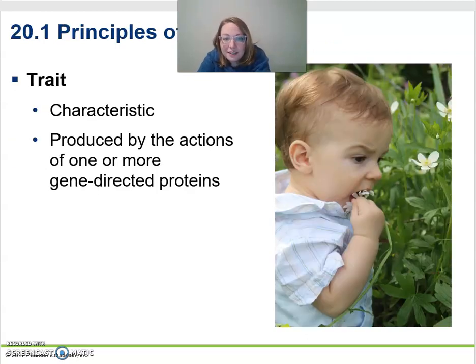So what is a trait? A trait is a characteristic. So this lovely child, this is my son about a year ago. So what traits does he have? His earlobes are unattached. He does not have a widow's peak. He's got dimples that you can't see. So those traits are coded by genes. Okay.